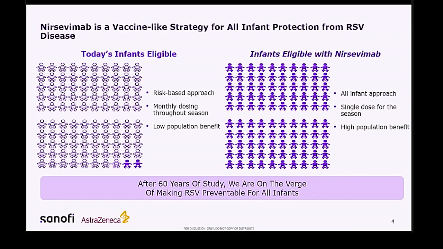We are now, however, on the cusp of a new era where protection from RSV can be made available to all infants. To realize this vision, we know that several conditions have to be met. Helpfully, the WHO has told us what some of these conditions are.